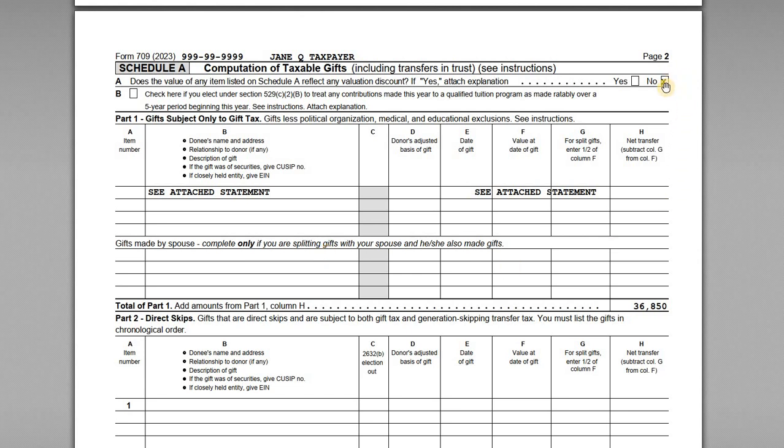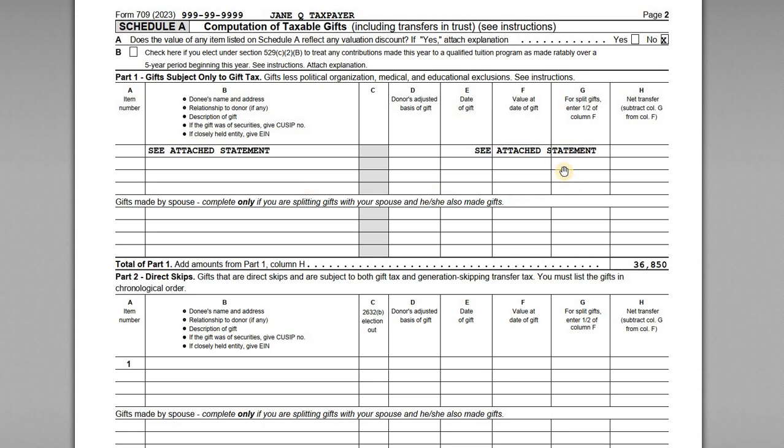So at the top, Item A: does the value of any item listed here reflect a valuation discount? In our case, no, we're not discounting these for any reason. If you transfer closely held stock, maybe an interest in an LLC or partnership, you might have valuation discounts. In this case, we don't, so we're marking that as no. And we're not making any contributions to qualified tuition plans, so nothing being contributed to a 529 plan, and we're certainly not making a 5-year election. So those don't apply, but we do have to complete Part 1 for the gift.